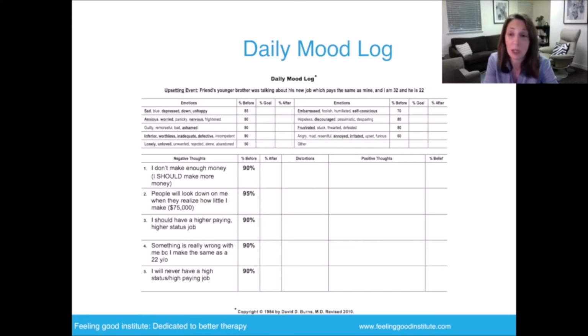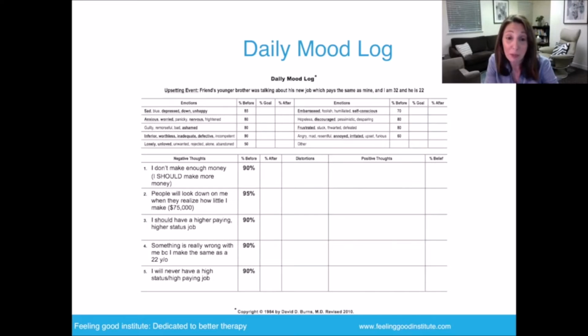And he says, it's because this 22-year-old is making the same amount that I'm making, and he's 22 and I'm 32. So of course I feel awful. So I ask him to tell me what his negative thoughts are. What are the thoughts that are driving all of these feelings that you see at the top of the page? And we get listed these thoughts.